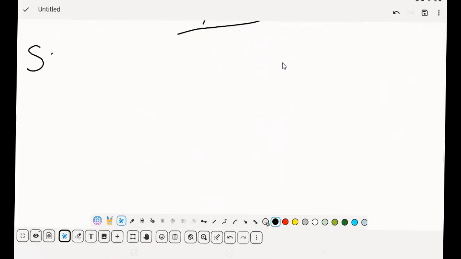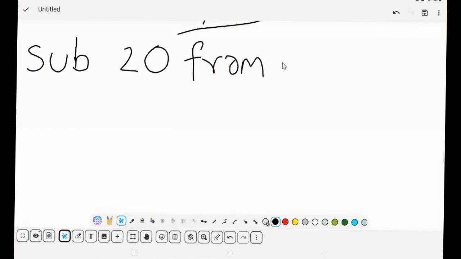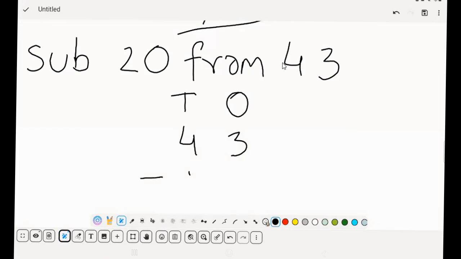Let's do subtraction. This is the shortcut of subtraction. So subtract 20 from 43. Suppose that. Okay, so the first step is write the numbers in TO pattern. Why are we writing 43 first? Because 43 is the bigger number, and always remember you have to subtract the smaller number from the bigger number. So we'll write 43 here in the TO pattern. It's 43 and 20 with the minus sign in TO pattern.